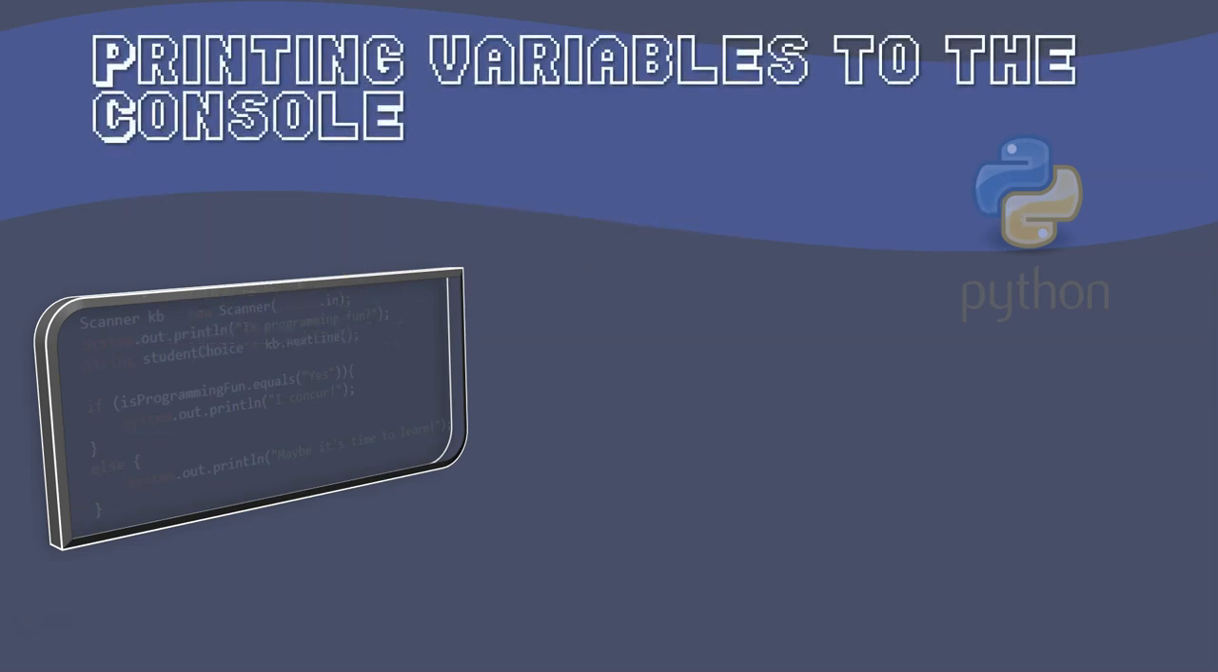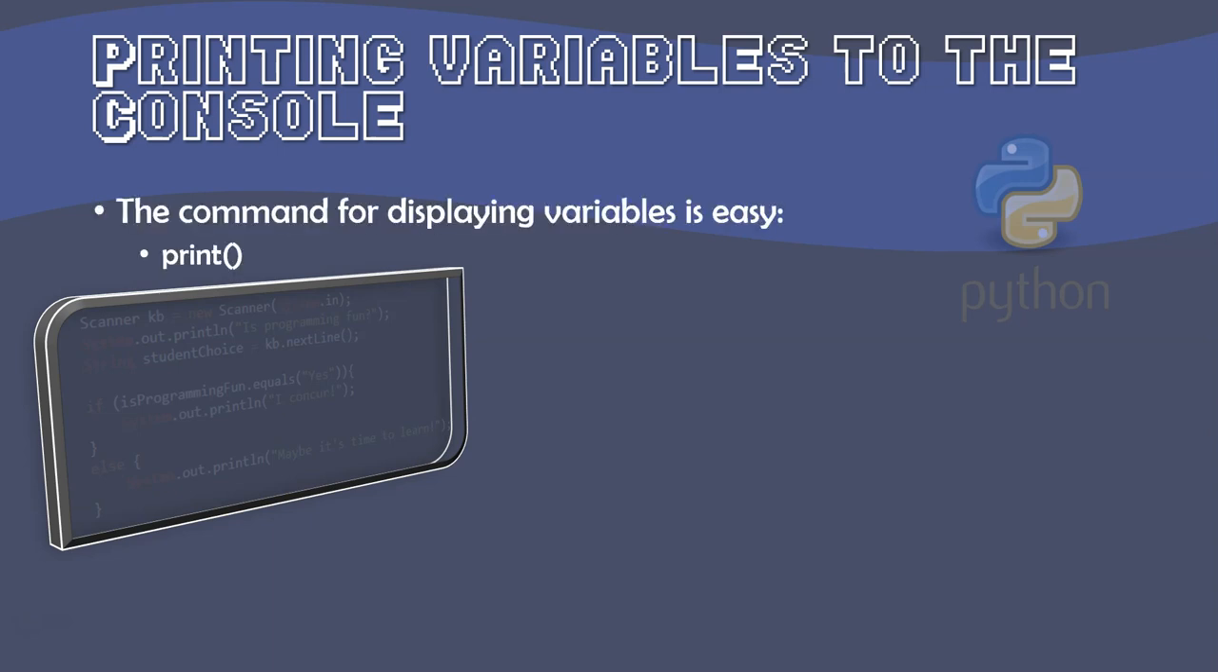Now, it doesn't do us any good to have these variables without knowing what we can do with them, right? So the very first thing we're going to do, of course, is learn how to print these out to the console. Well, the command for displaying variables is easy. We just use the print function. And this is not System.out.println like we're used to with a big long string of things. Instead, it's literally just the command print. And you can see it has an open and closed parentheses.